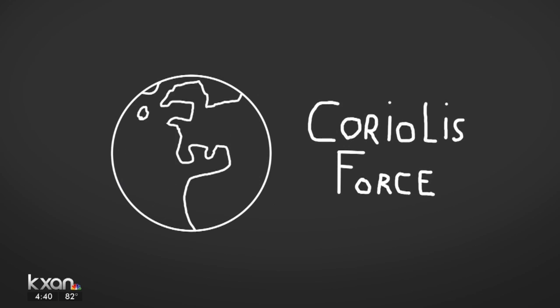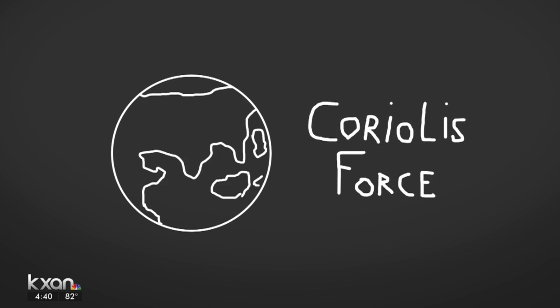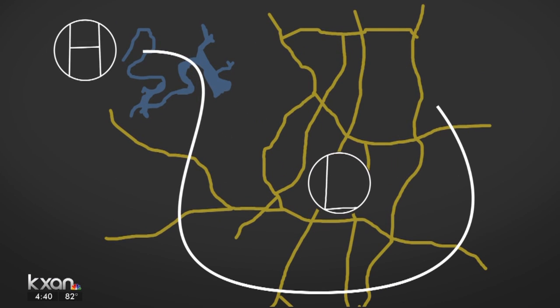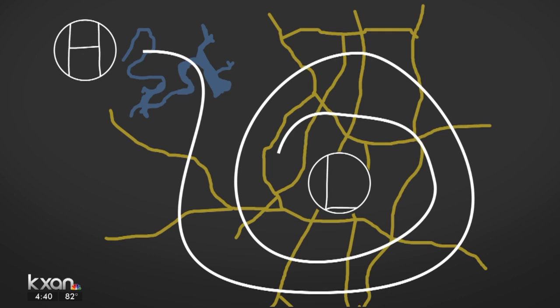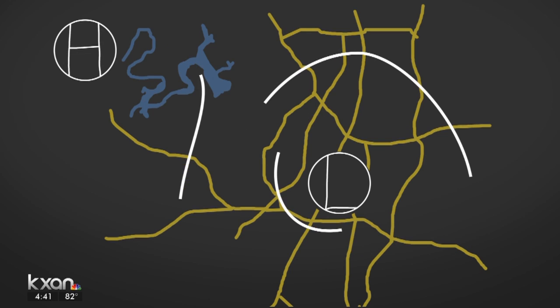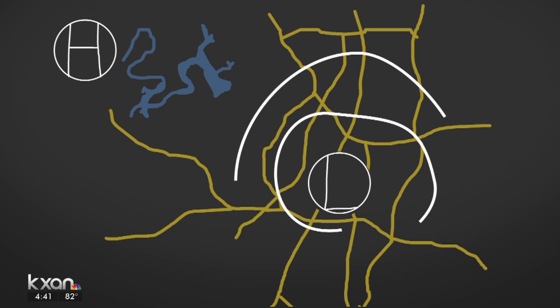Here's the complicating factor. On a rotating planet, the Coriolis force comes into play, which adds a spin into the mix. As the air is blowing from high to low back over Austin, it's being deflected rightward since we're in the northern hemisphere. The air ends up spiraling inward toward the center of the low pressure, which is how we end up with these counterclockwise rotating storms.